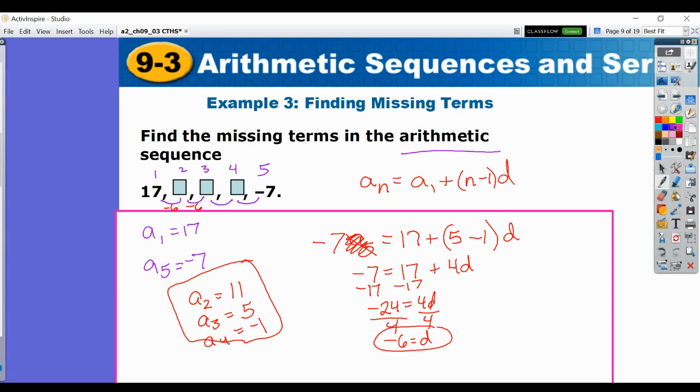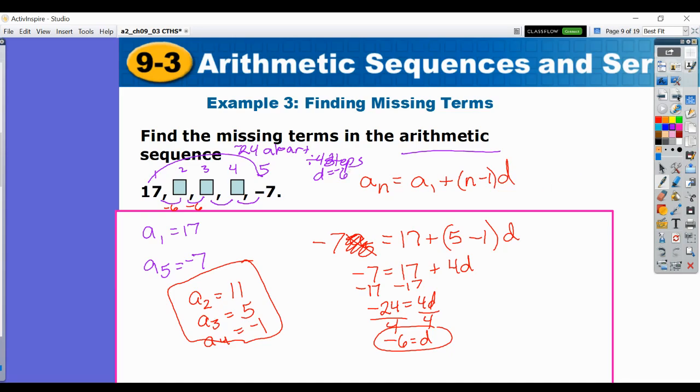Just to go back real quick, if I was using just the fact that I know this is arithmetic, which is subtraction because it started high and went low. If I did negative 7 minus 17, I know these are, actually, negative 24 apart. And I know that there are 4 steps to get there, 4 changes. So you can also just kind of look at it. But if you do it this way, make sure you write something out to me so I know where you got your d, and then show the answers.